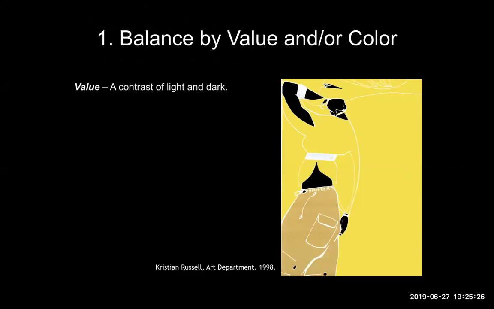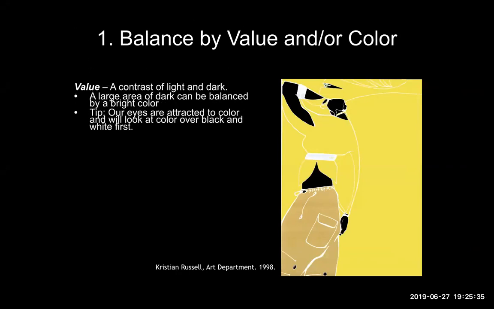So contrasting light and dark, you can balance a large area of dark by a bright color. And conversely, you could do the opposite. Our eyes are attracted to color as humans, so we're going to look at the color first and then black and white. So we see that big expanse of yellow, and then we find the smaller areas and smaller shapes of black and white.